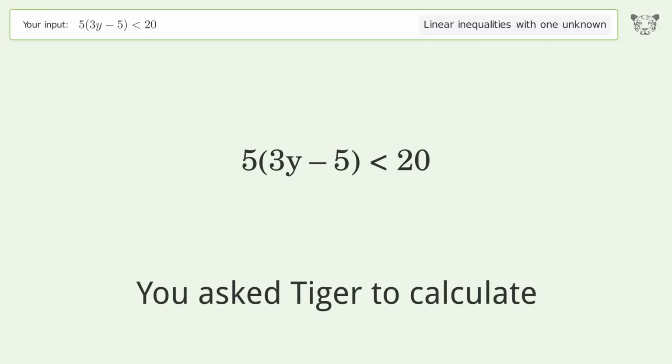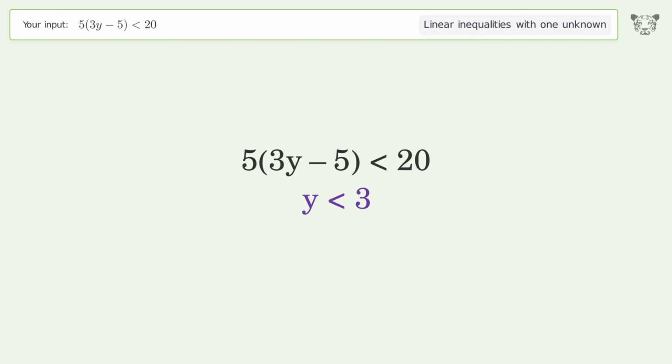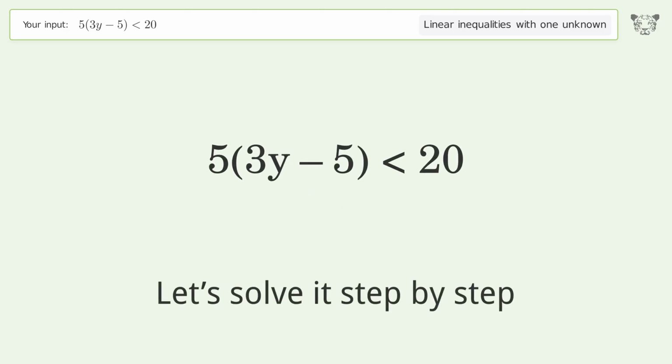You ask Tiger to calculate. This deals with linear inequalities with one unknown. The final result is y smaller than 3. Let's solve it step by step.